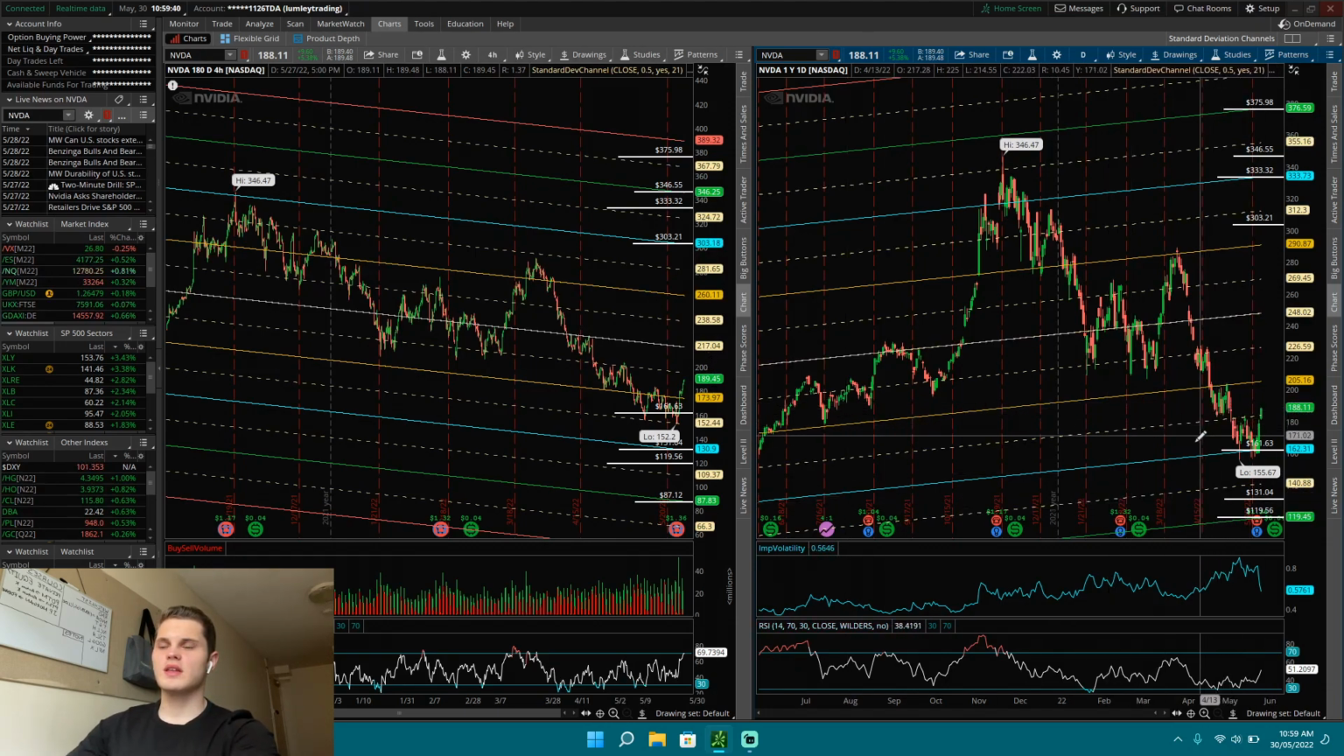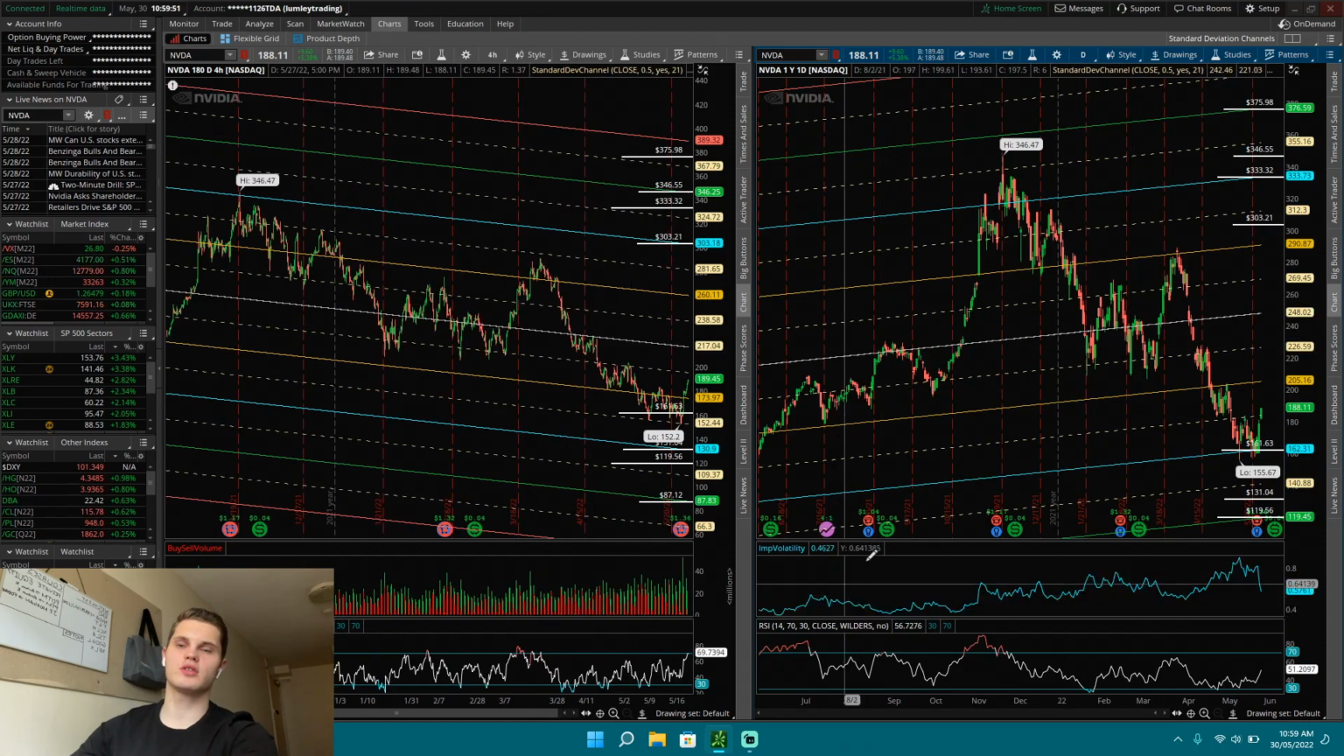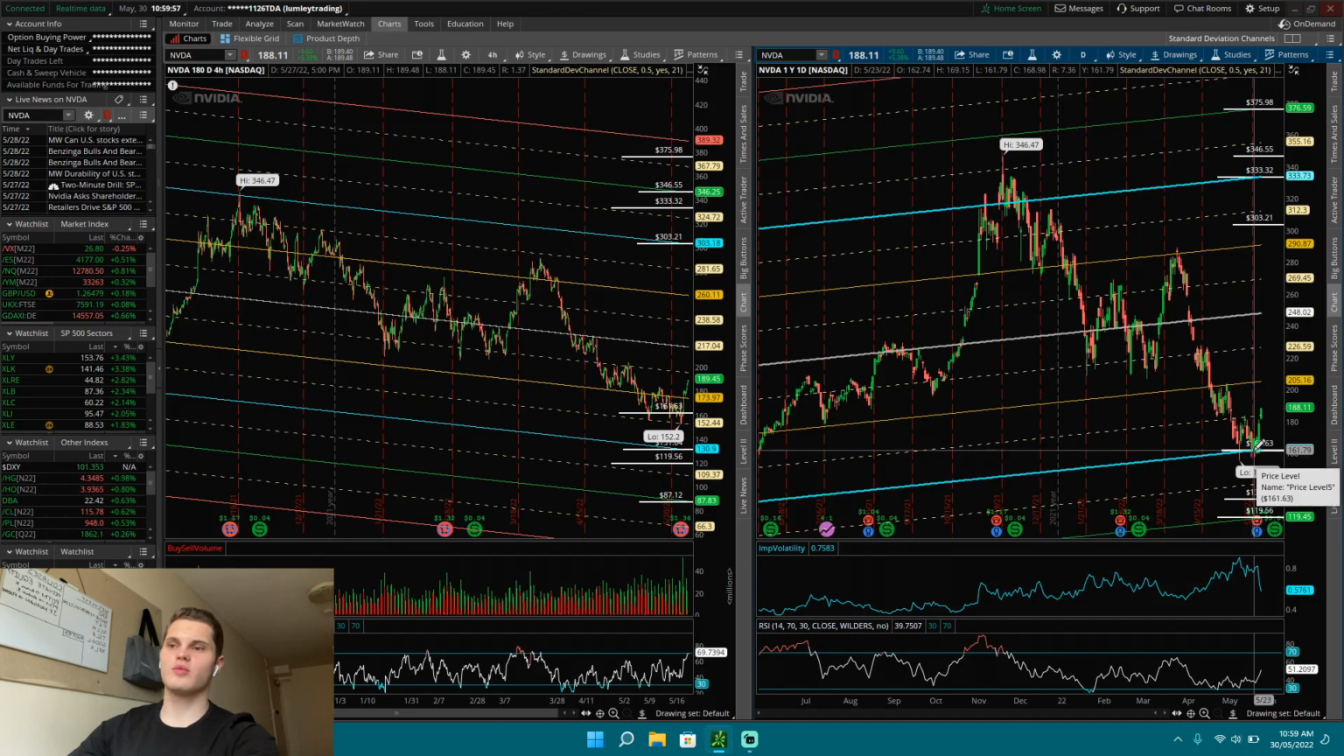Now, seeing this, we can see NVIDIA has already hit its second deviation on the daily. So seeing that, that's how we would look to trade it, and this is why you have a watch list full of stocks, so you can catch these stocks before they hit their deviation. And so now we'll go through a trade breakdown on how we'll do it.